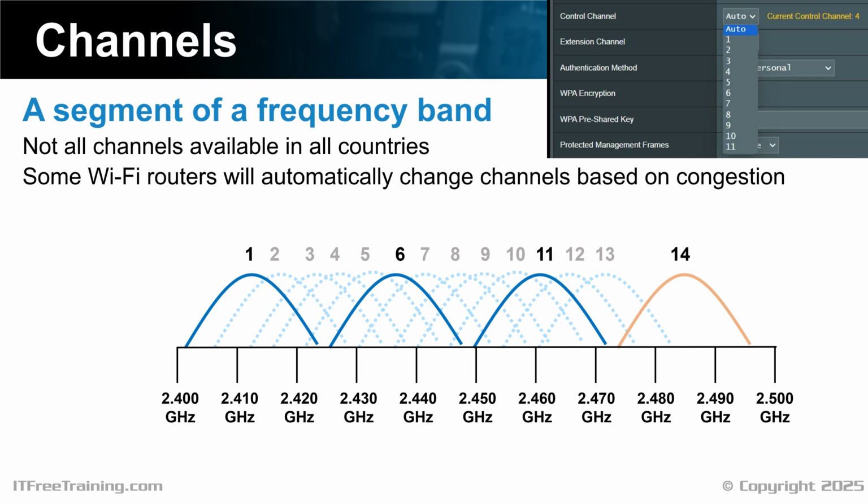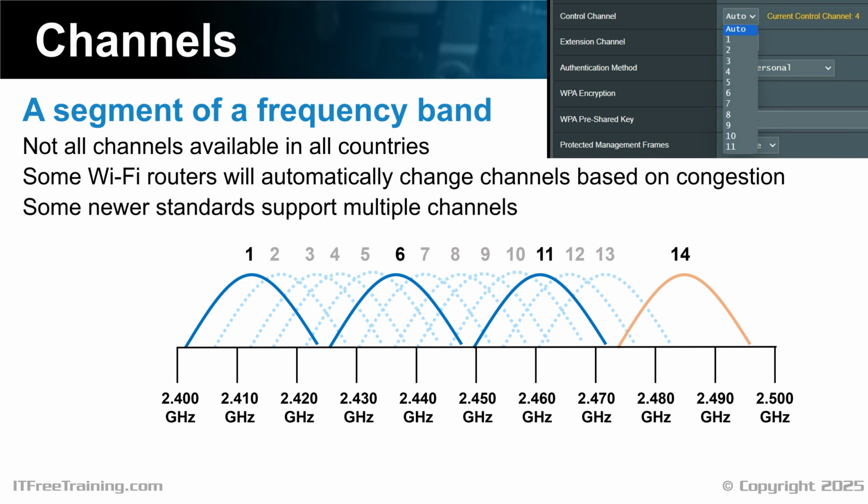In order to get better speed, some newer Wi-Fi standards support multiple channels. If your router supports it, the router can use multiple channels to communicate with devices. When looking at the channels, you will notice that the channels overlap. Thus, the most popular channels generally are 1, 6, and 11.